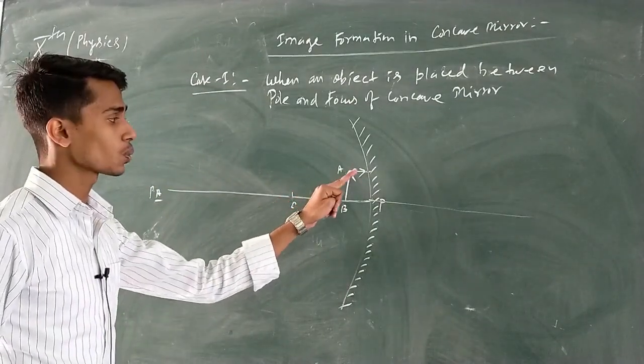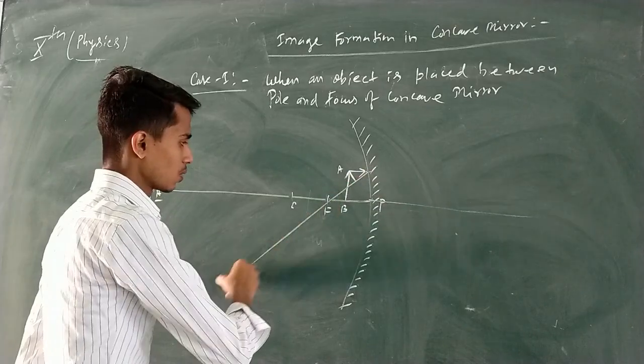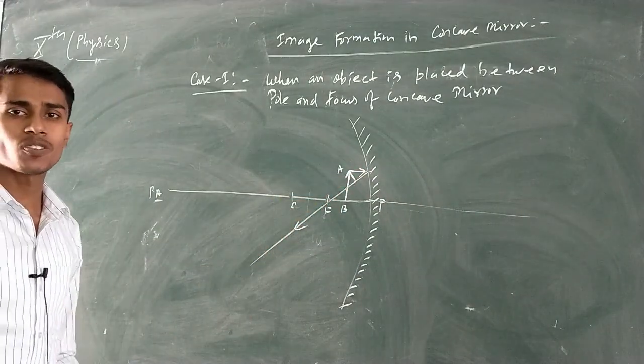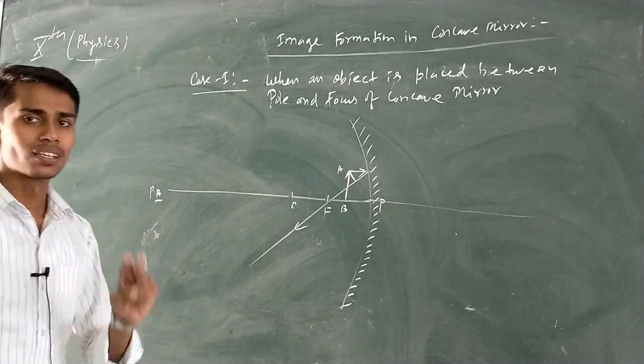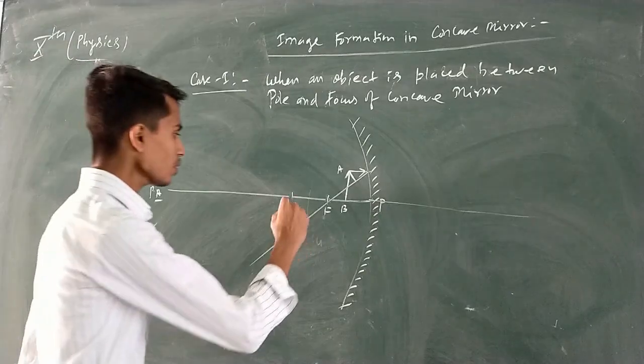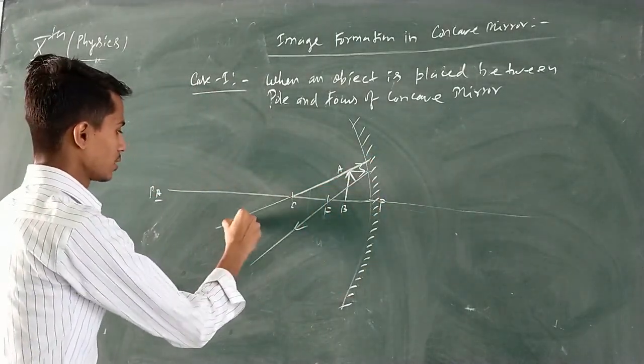From the source of light, a ray of light passing parallel to the principal axis will pass through the focus. Whenever a ray of light passes through the principal axis, it will pass through the focus, and for image formation at least 2 reflected light rays are taken. Consider rule number 2 of image formation in a concave mirror. What is rule 2? A ray of light passing through the center of curvature of a concave mirror returns back on the same path.